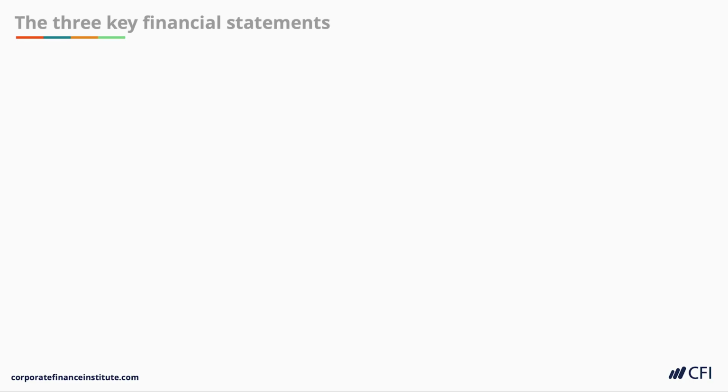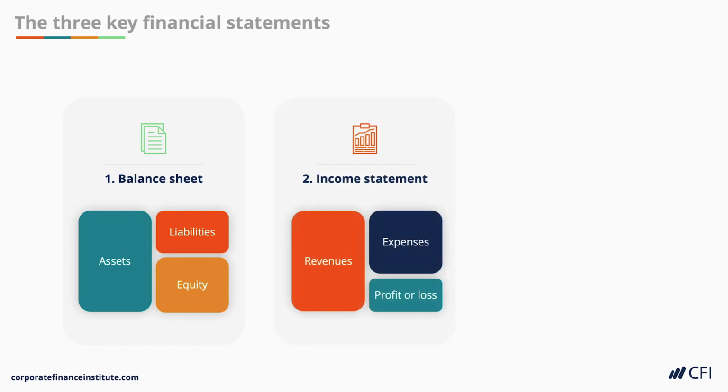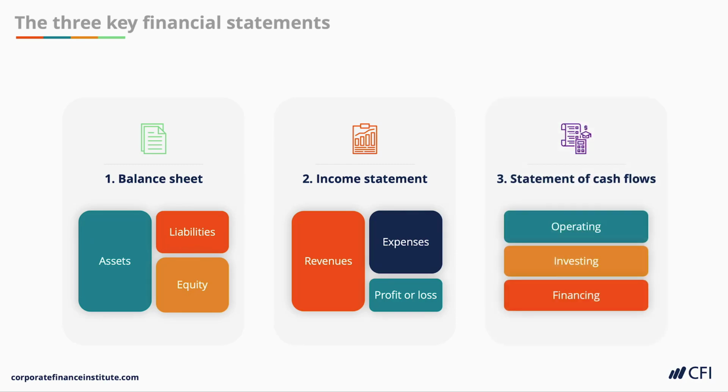As a reminder, there are three key financial statements: the balance sheet, also known as the statement of financial position; the income statement, also known as the statement of operations or the profit and loss statement; and the statement of cash flows. Module 1 gave a complete overview of the balance sheet components. Let's now explore the income statement in more detail. We'll explore the statement of cash flows next.